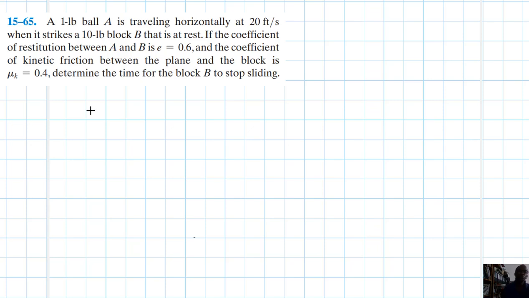So this problem is coming from Engineering Mechanics: Dynamics, 14th edition, by R.C. Hibbeler. We're dealing with impact. We have a ball moving at an initial velocity, and later it collides with a stationary block. The block then begins to move, but there's friction on the surface, so it slides, and the question is how much time will it take for the block to stop sliding after the collision?